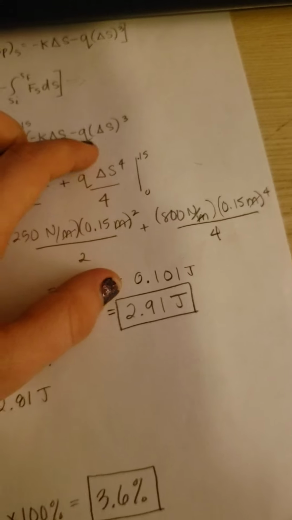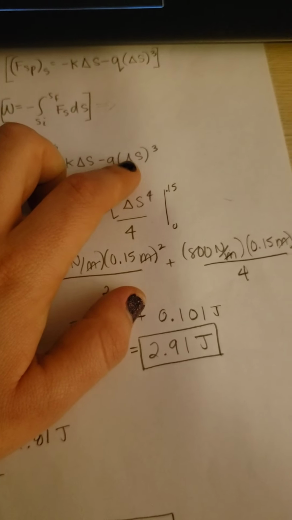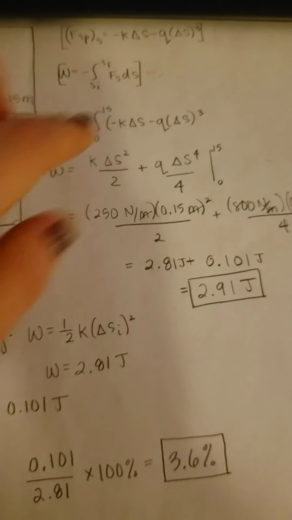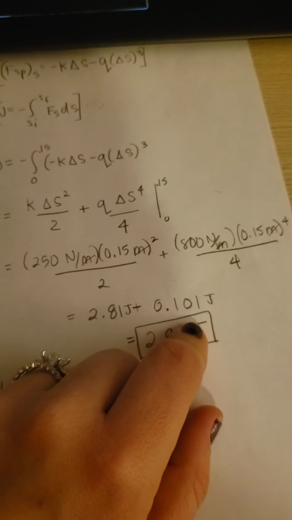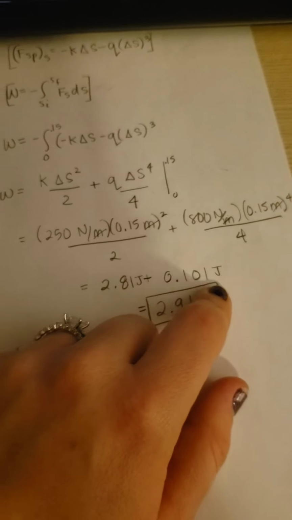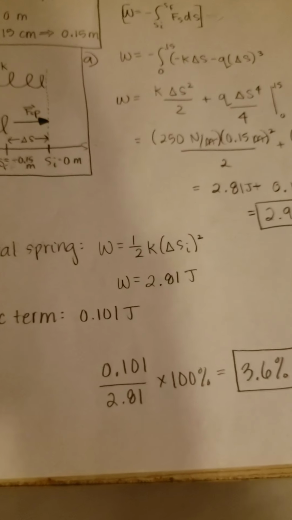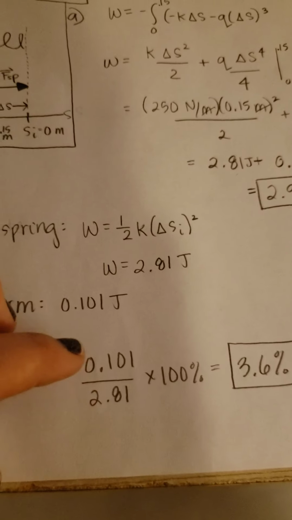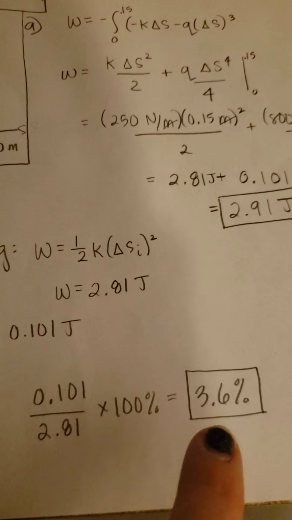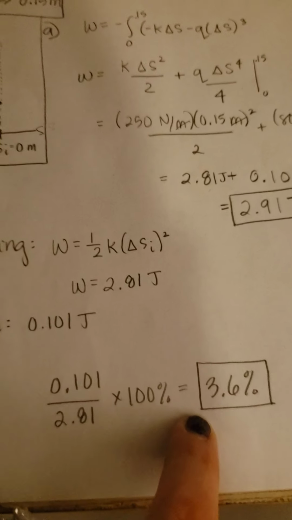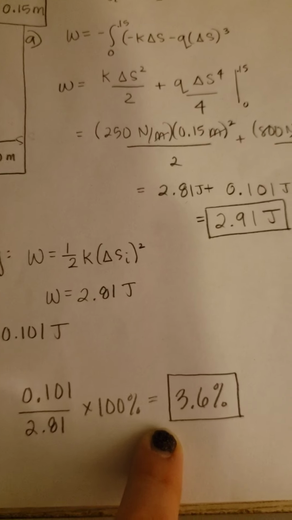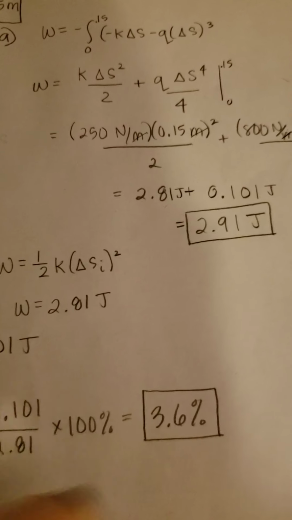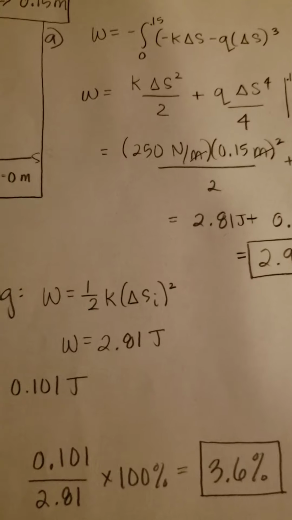And by that cubic term, what do they mean? They mean this q times delta s cubed right there. So the answer for that one is that 0.101 joules. So we've already solved for those two, and now we can just divide and multiply by 100% to figure out what that percent increase of work is, and that's going to be equal to 3.6%.